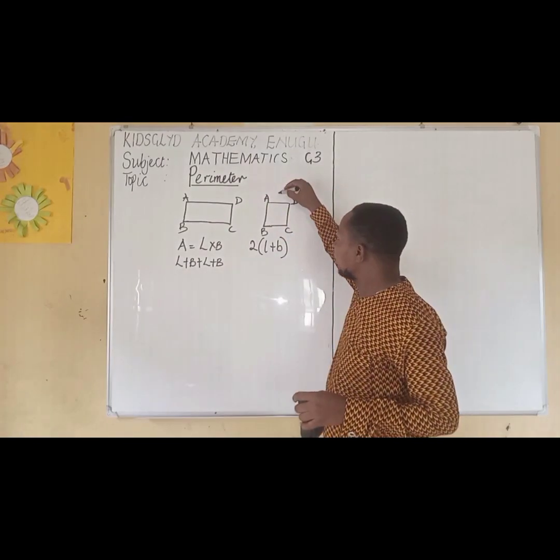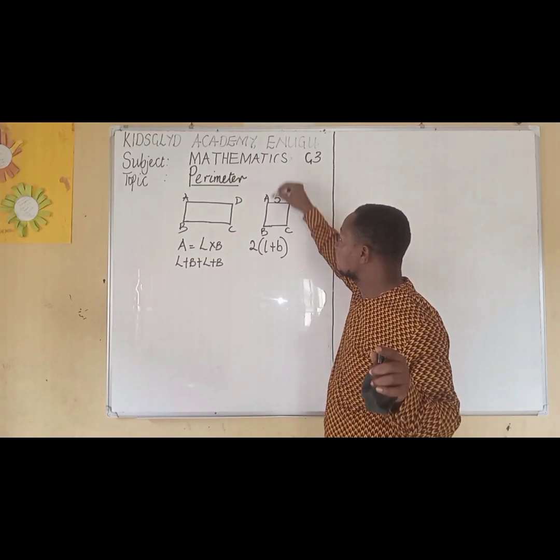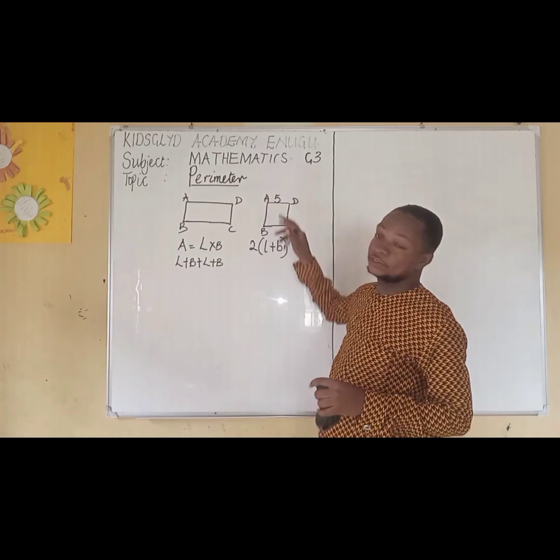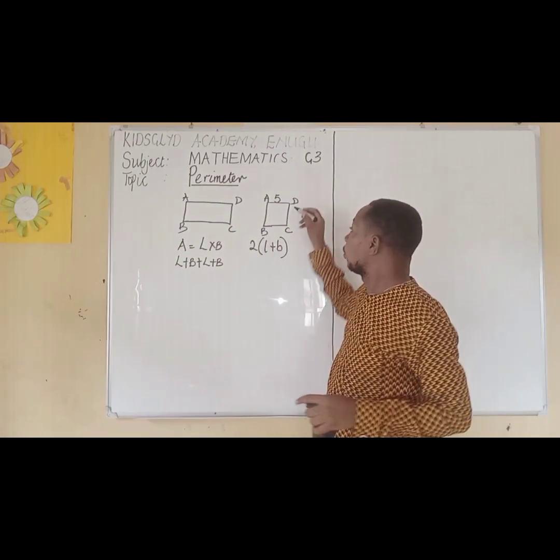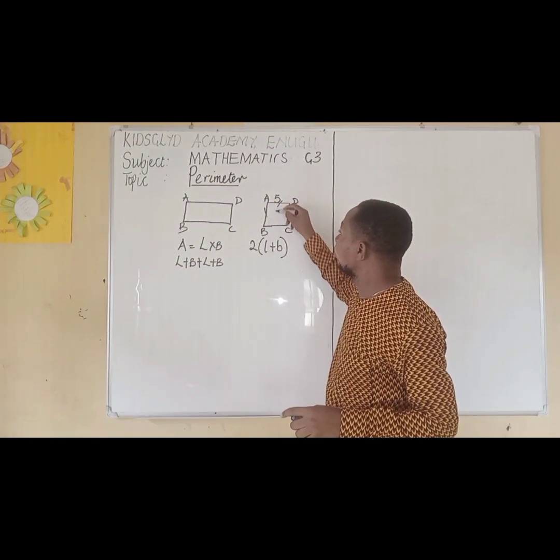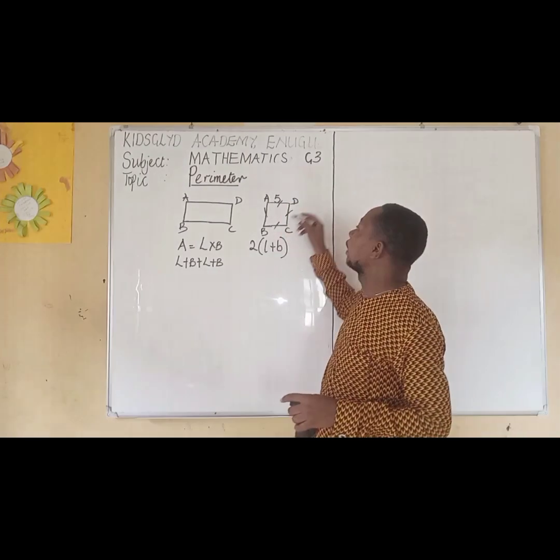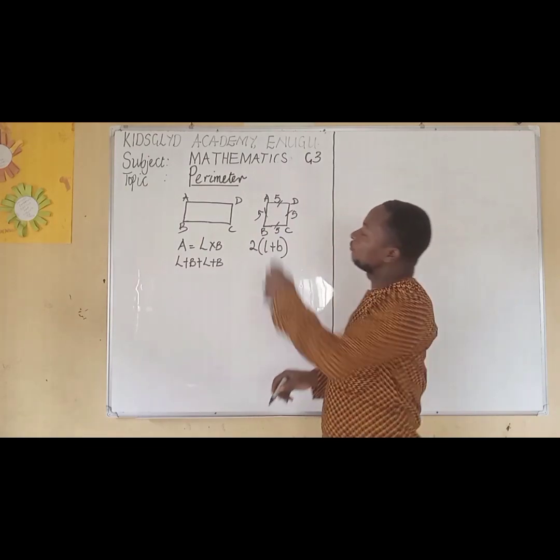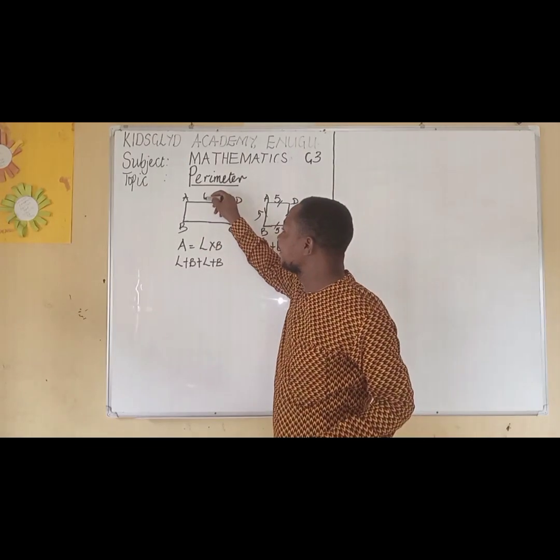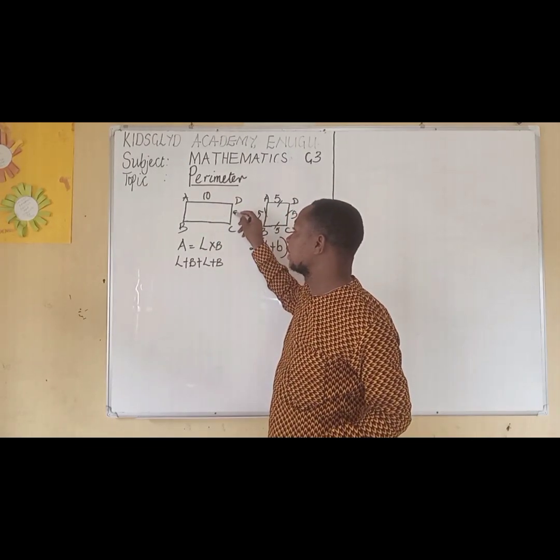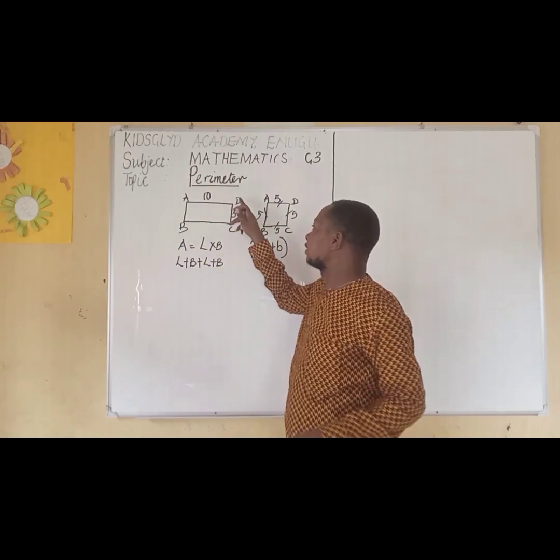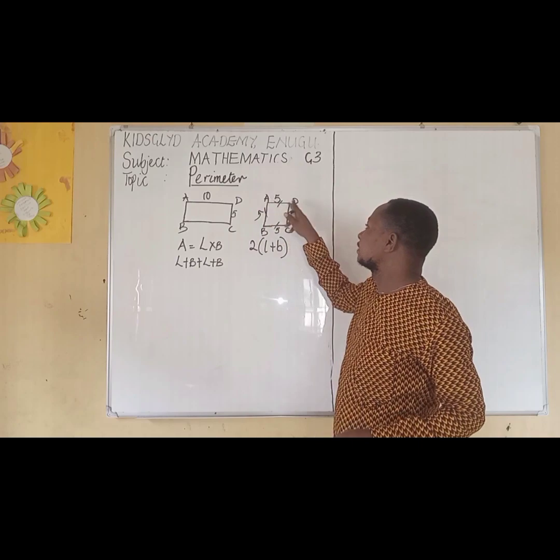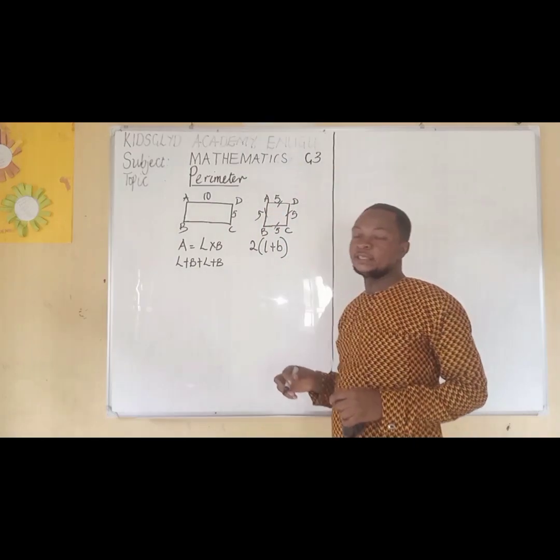So in case you are told that a square has this side as 5, know that all sides are equal. The four sides of a square are equal, so here is 5, here is 5, here is also 5. But for the rectangle, if they tell you that here is 10, then know that here might be either 5 or 3, because the length and the breadth are not the same. But for the squares, the length and the breadth are always the same.